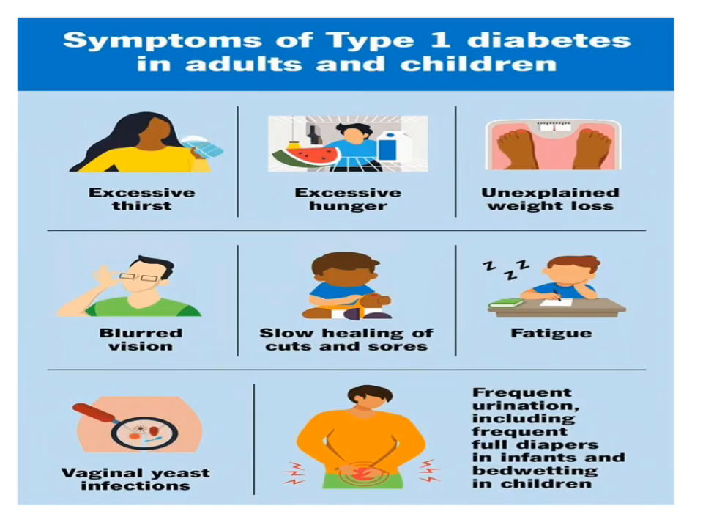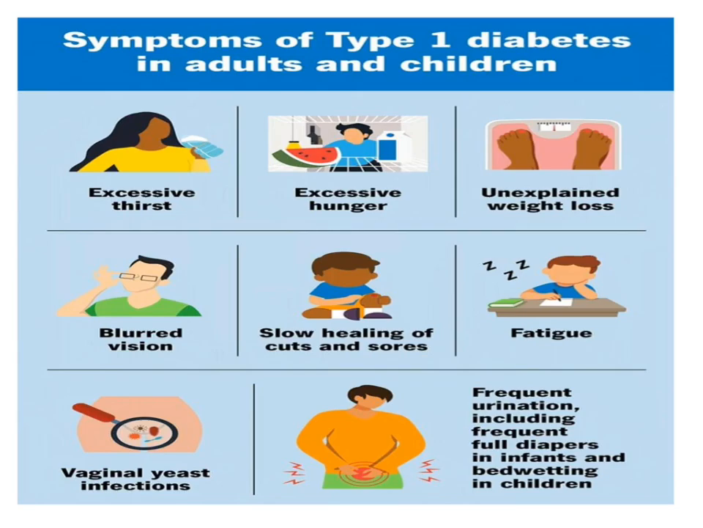What are the signs and symptoms we will discuss in type 1 diabetes mellitus? First, excessive thirst, excessive hunger, unexplained weight loss, blurred vision, slow healing of cuts and sores, so decreased healing status, fatigue, always feeling tired, vaginal yeast infection, frequent urination, including frequent full diapers, and bedwetting in children.